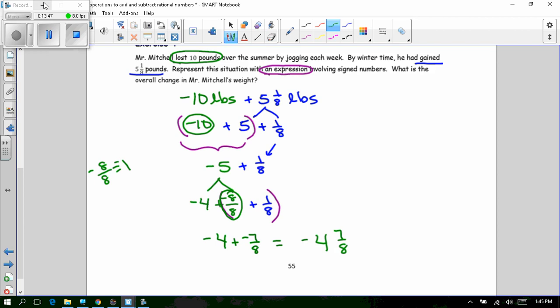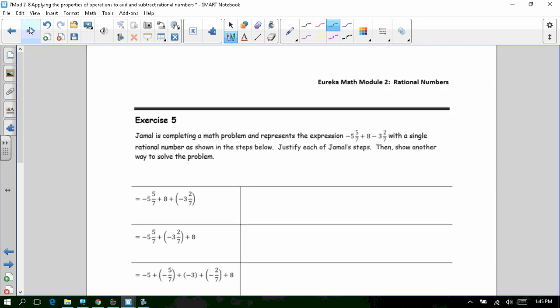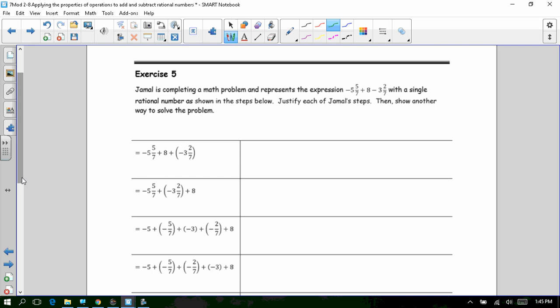All right, next page, here we go. I know this says it's an exercise and that technically I usually have you work on these on your own, but we're going to do this one together, okay? Jamal is completing a math problem and represents the equation -5 and 5/7 plus 8 minus 3 and 2/7 with a single rational number as shown in the steps below. So we have all his work. We just need to be able to figure out what he did.